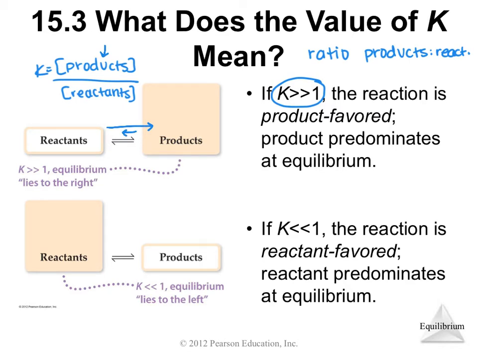Now the opposite is true. If K is less than 1, the reaction is reactant favored, meaning that your denominator was greater in order for it to be less than 1, and the reaction proceeds in the reverse a little bit higher than it does in the forward direction. We can say that for K greater than 1, the products are favored or the reaction lies to the right of the equation. We can say the opposite for less than 1. The reactants are favored or it lies to the left.